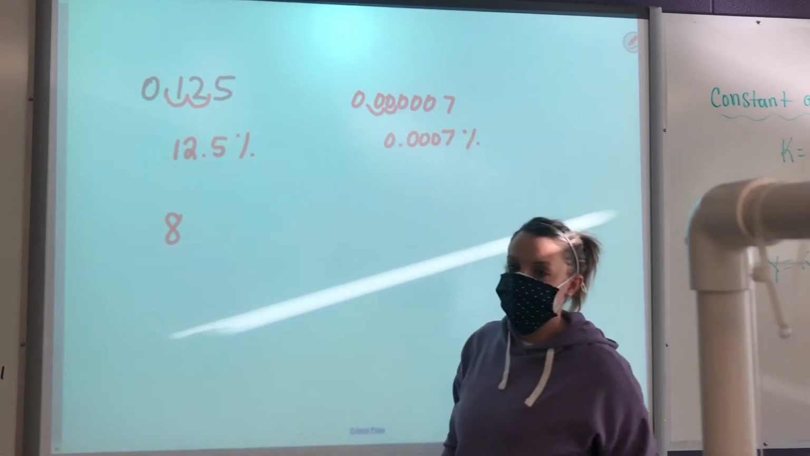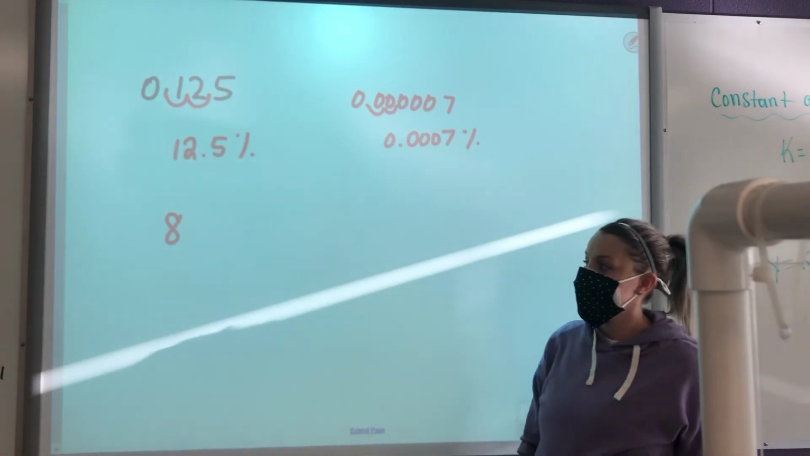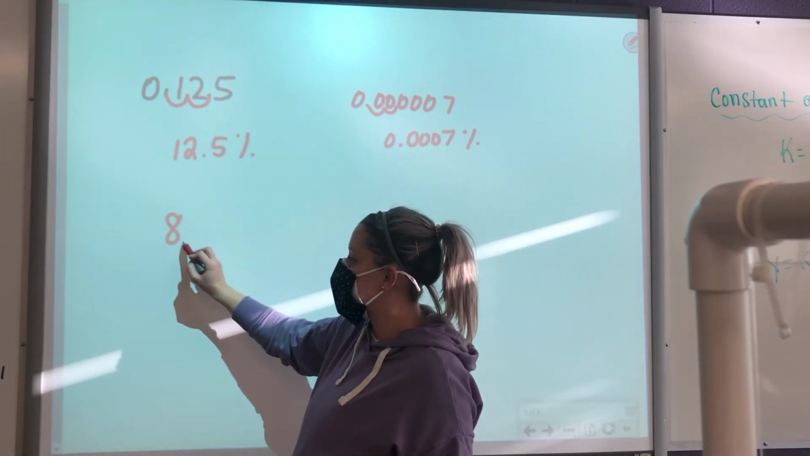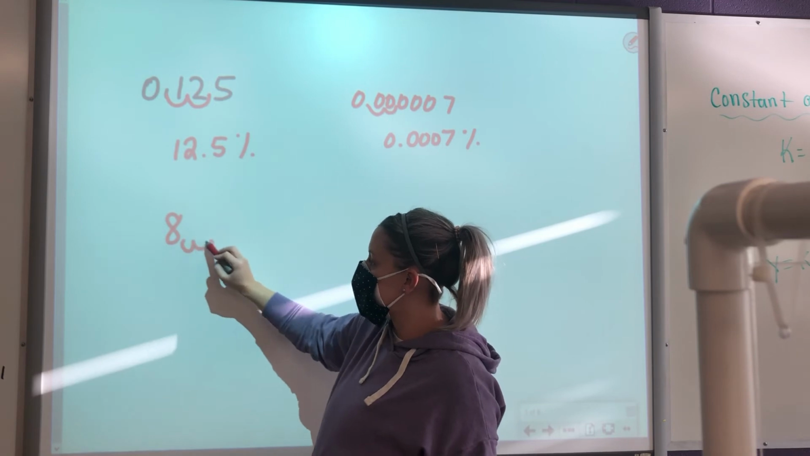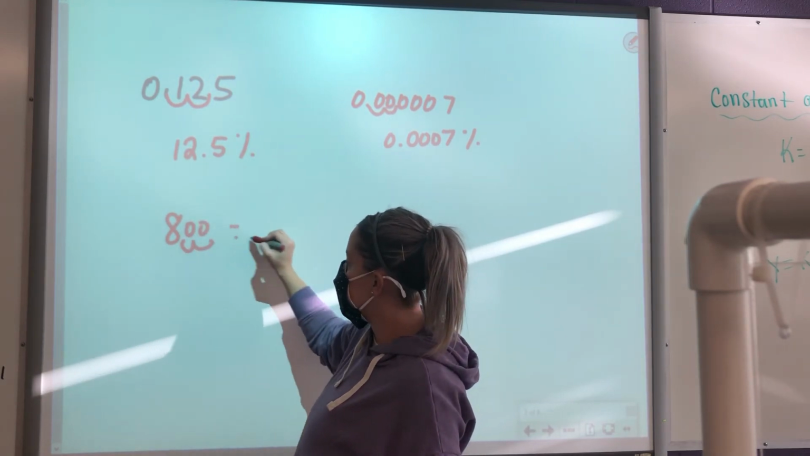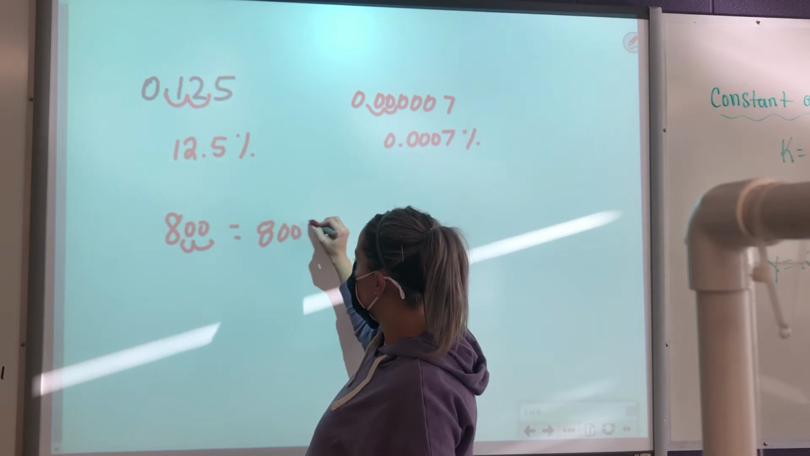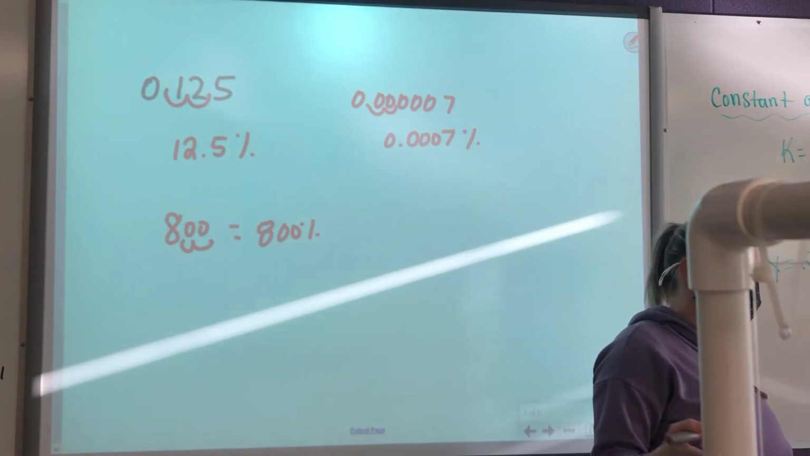What is 8 as a percent? 800. So our decimal's right here, right? It would be 1, 2. We don't have anything there. What do we fill in our holes? Zeros. So 8 is actually equal to 800%. Okay, so that's something you might see as well.